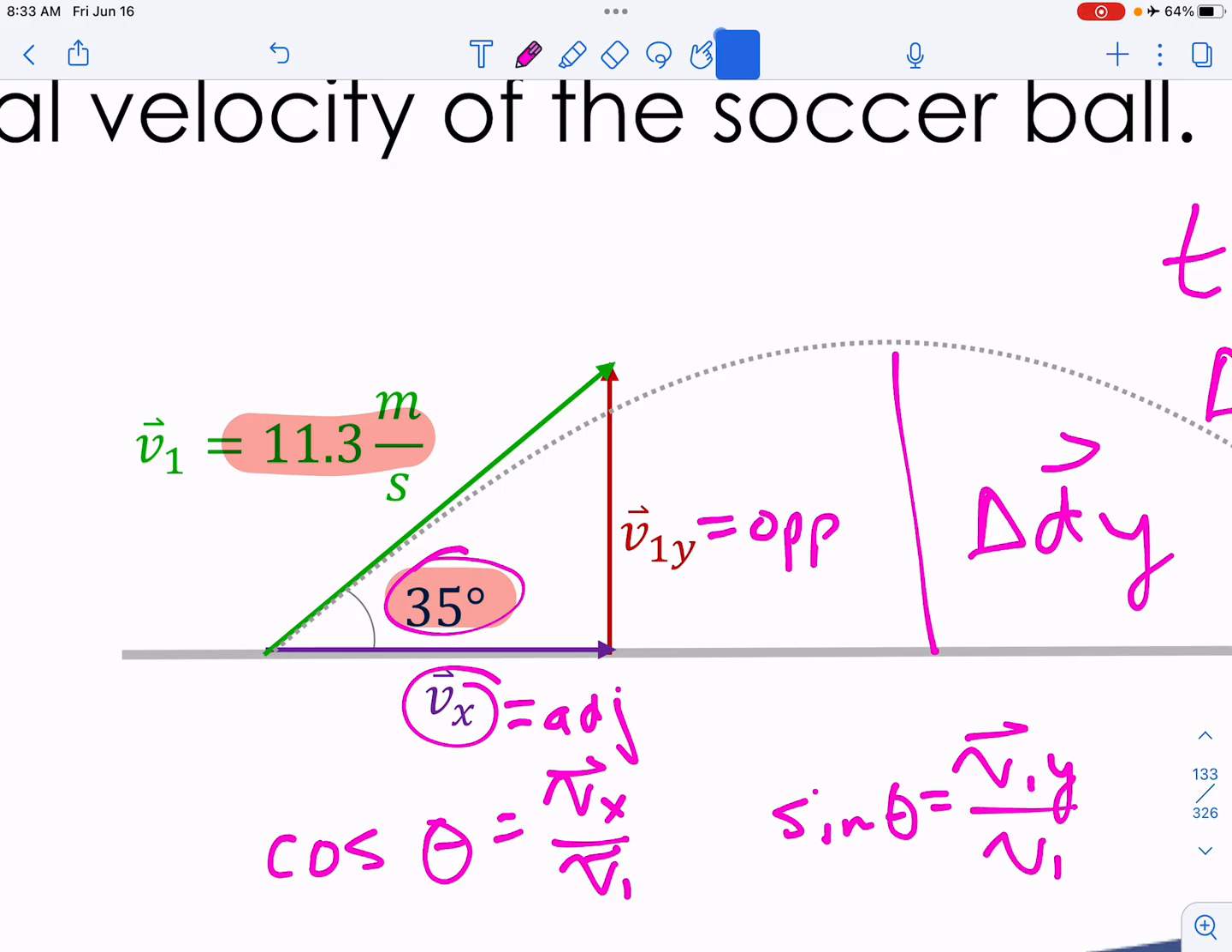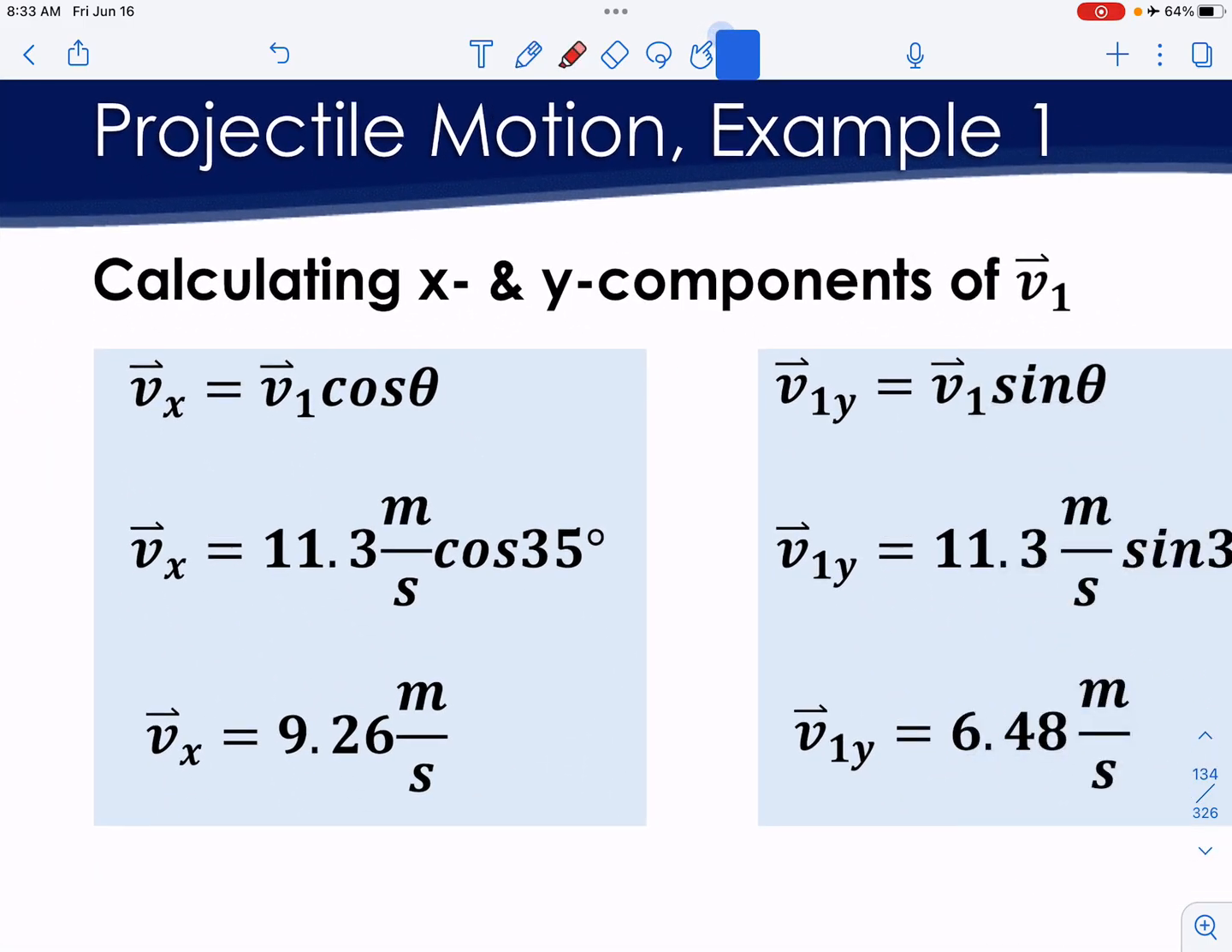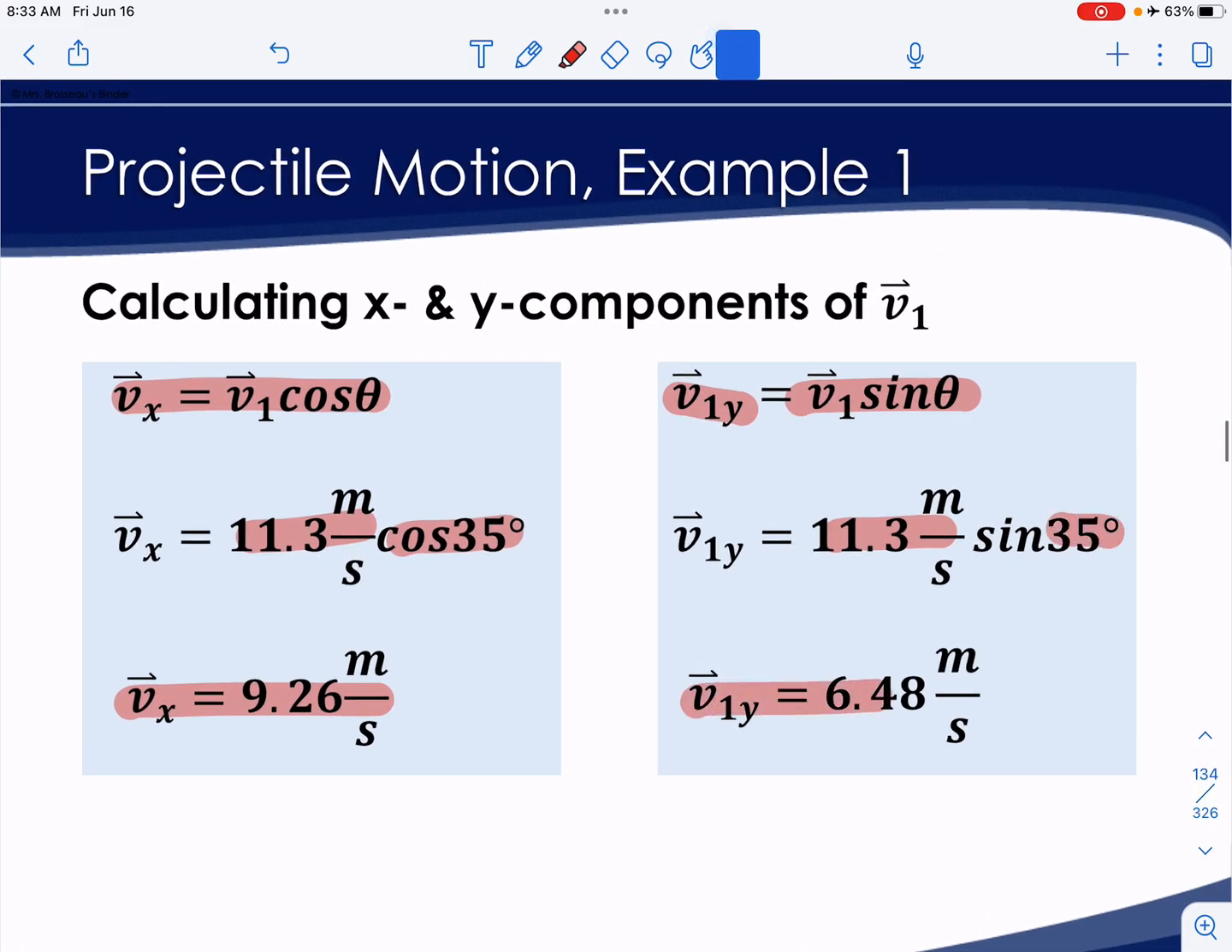over V1. So if we multiply both sides of both equations by V1, you're going to get this. Vx is equal to V1 cosine theta. You can plug in the values, and that equals 9.26 meters per second. V1y is going to be V1 sine theta. You plug in the values, and you get V1y is 6.48 meters per second.